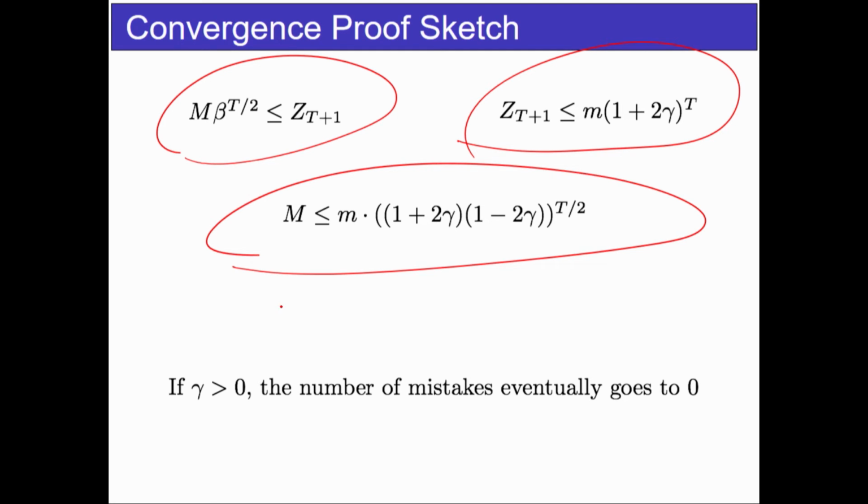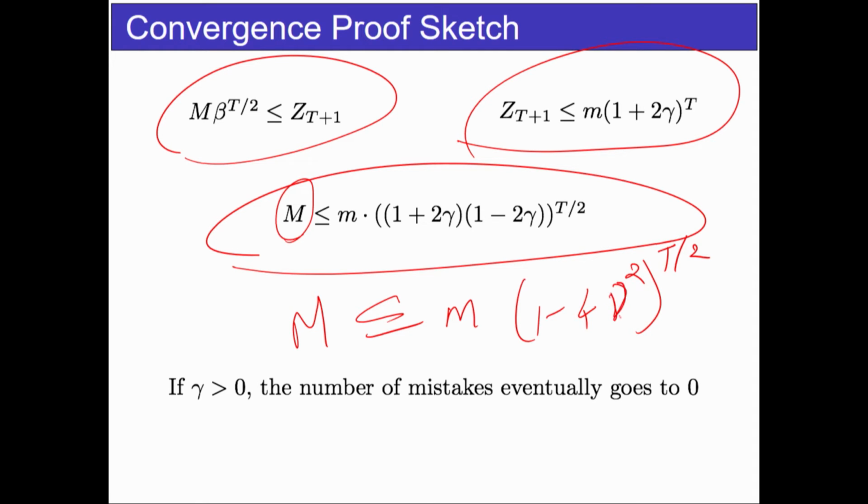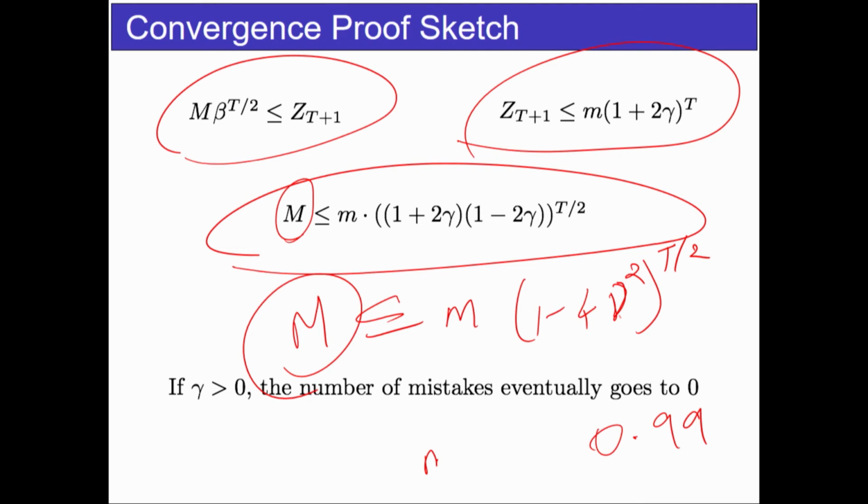That means that M, your total number of mistakes, is less than or equal to M times, this is just algebra, don't worry about it, 1 minus 4 gamma squared to the power T by 2. So if gamma is greater than 0, 1 minus 4 gamma squared is going to be less than 1. That means that every iteration there is a power T by 2. Even if 1 minus 4 gamma squared is 0.99, 0.99 to the power 1 million is going to be practically 0. Even for 0.99 to the power 1,000, you're going to get close to 0. That means that your total number of mistakes is going to go to zero as your number of iterations increases.